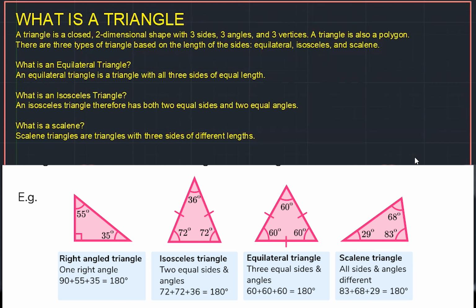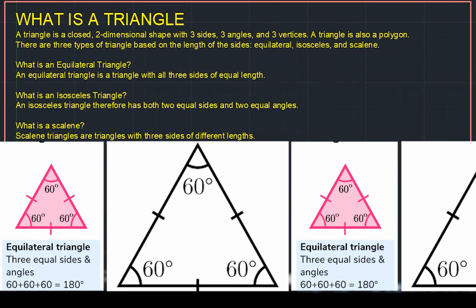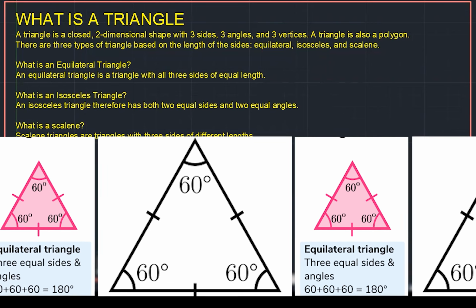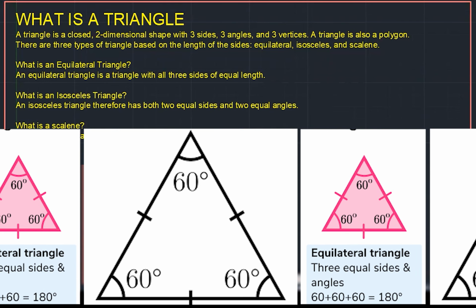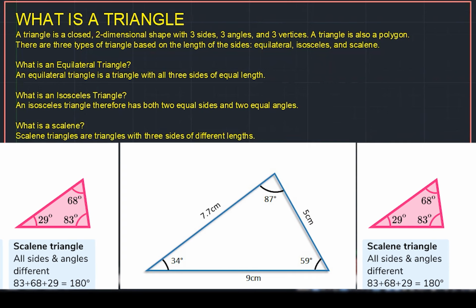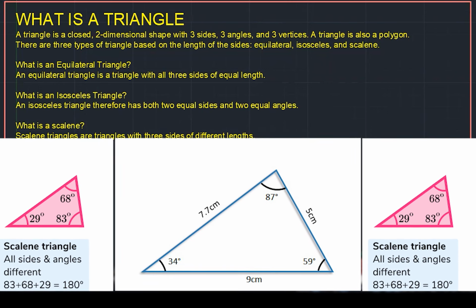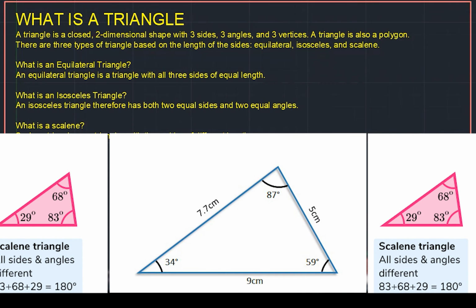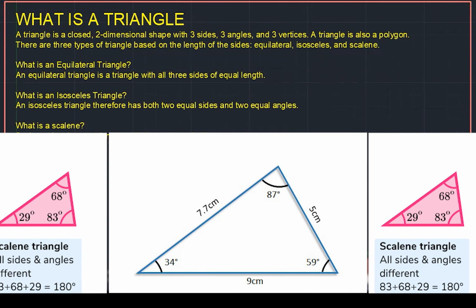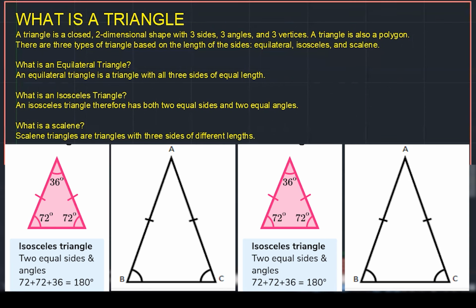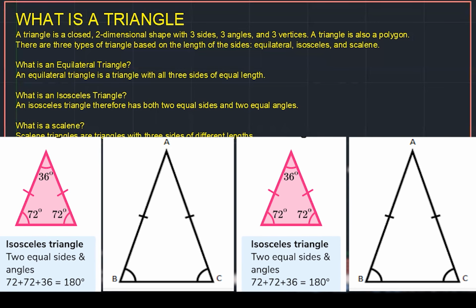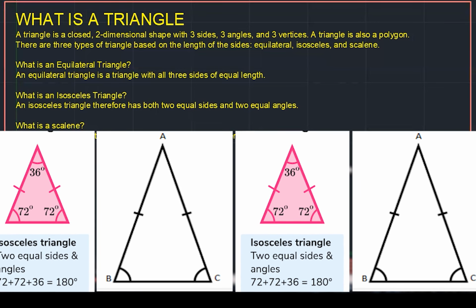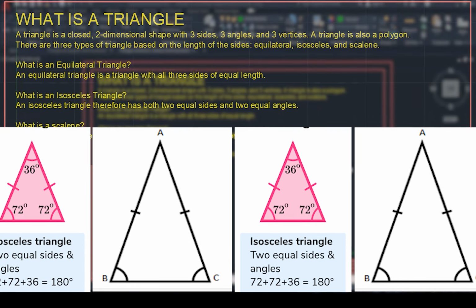What is an equilateral triangle? An equilateral triangle is a triangle with all three sides of equal length. What is a scalene triangle? Scalene triangles are triangles with three sides of different lengths. What is an isosceles triangle? An isosceles triangle therefore has both two equal sides and two equal angles.